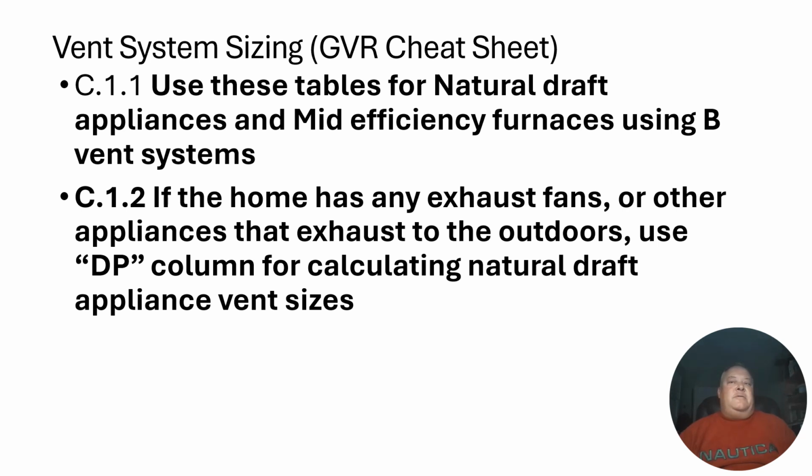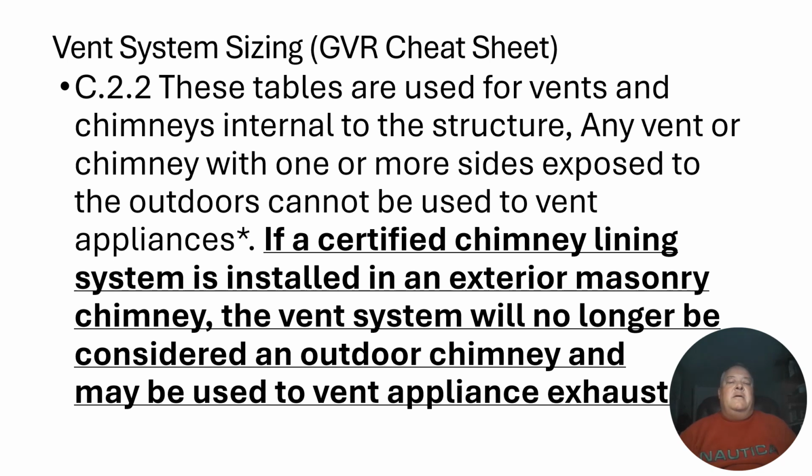Again, we're using these for natural draft appliances and mid-efficiency furnaces using B-vent or chimney systems. If there's any air exhausting appliance in the house or the structure, as we call it, we're going to use the DP column when calculating natural draft appliance vent sizes. If a certified chimney lining system is installed in an exterior masonry chimney, the vent system is no longer considered to be an outdoor chimney and may be used to vent appliance exhaust systems.